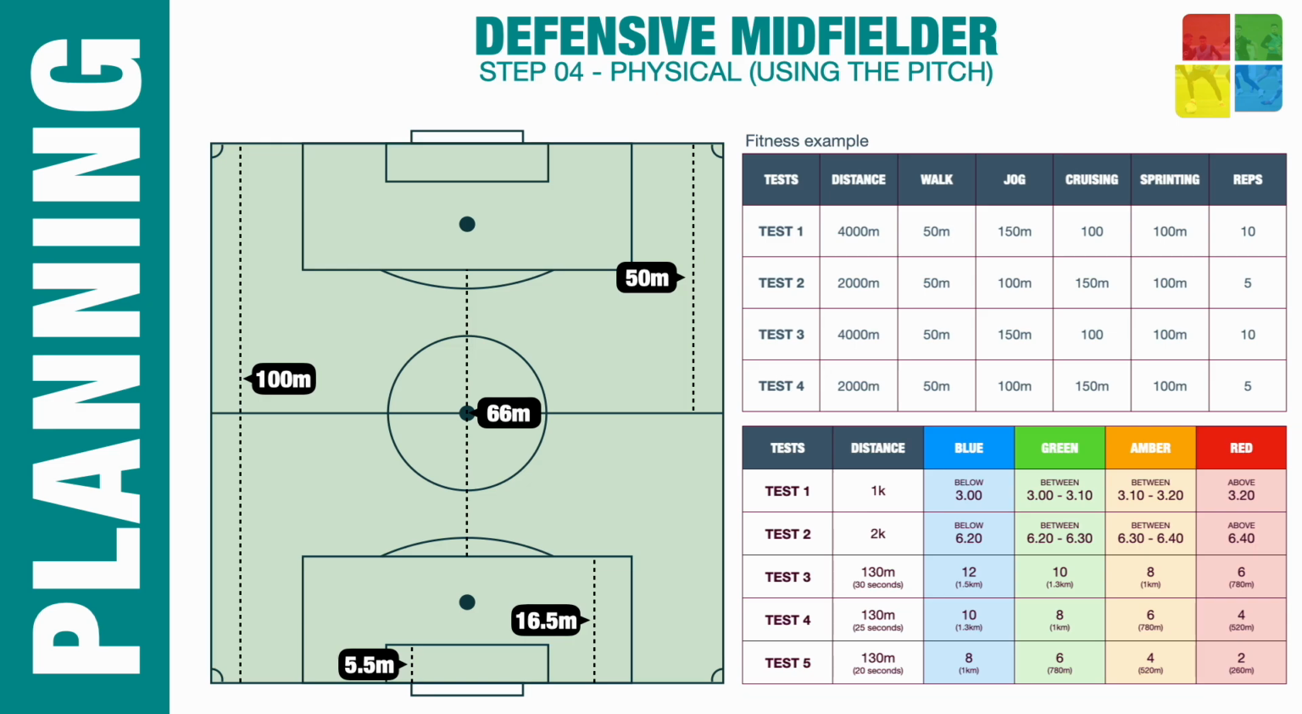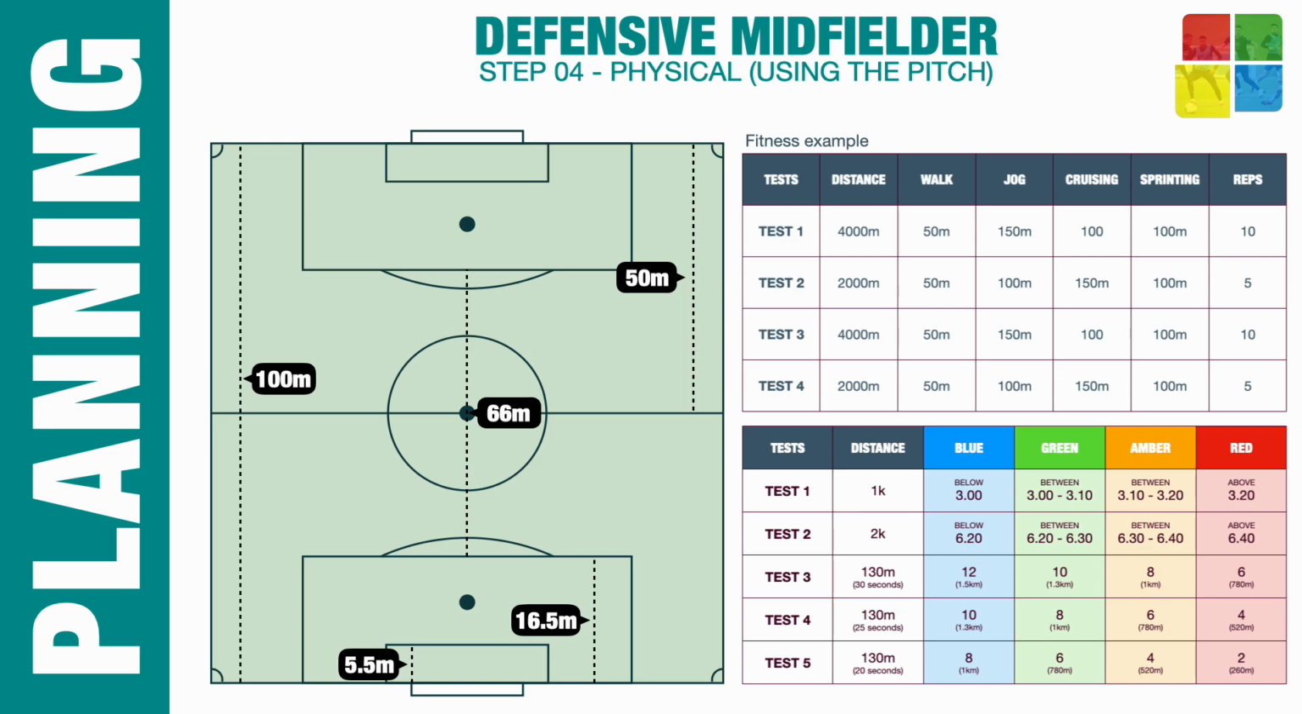Now, the bottom table has 5 tests, which are all tests that we've used at the highest end of the game, so looking at the Premier League. Tests 1 and 2 are focused around 1k and 2k distances, and you can clearly see that blue is your highest score and red is your lowest score. Tests 3, 4 and 5 are what we call box-to-box tests, which involve a distance of 130 metres. This includes 1 change of direction for each run as well.